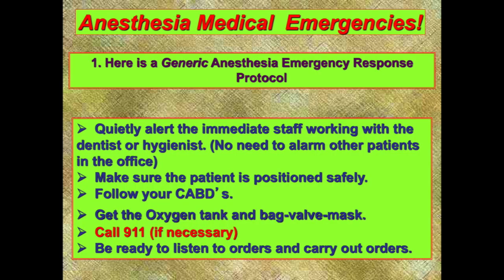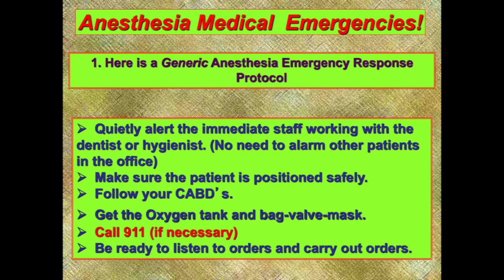So with the general anesthesia emergency response, you quietly alert just the people involved with it. The office does not usually have to go into chaos. So this is in general: just the people working with the patient, the people that need to know, are involved. Make sure that you position the patient safely. And every one of the emergencies, important to know, is based on the CABDs: circulation, airway, breathing, early defibrillation. Every one of them, that's the backbone for any anesthesia medical emergency that you learned in your BLS class. That's why you have to have BLS, basic life support.